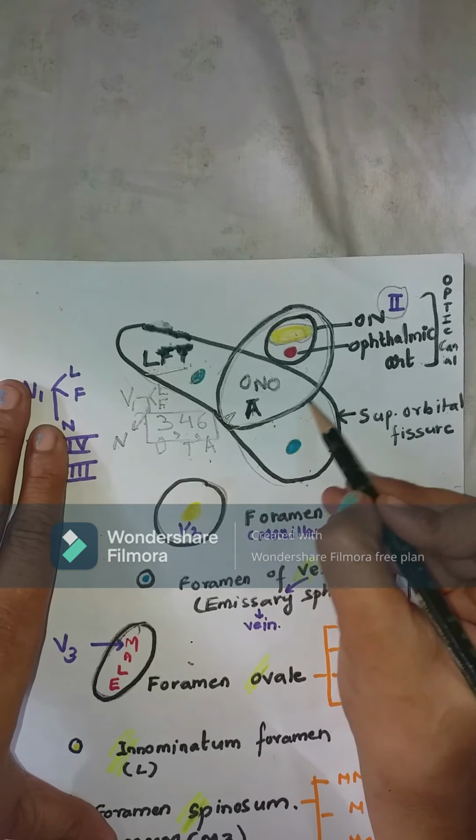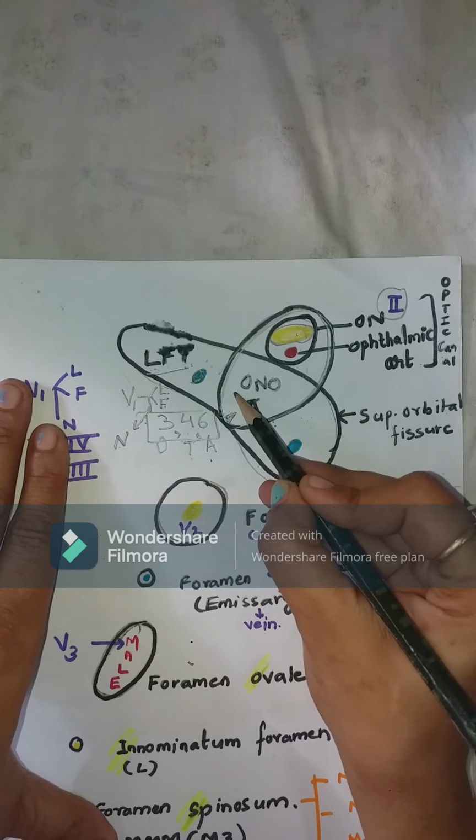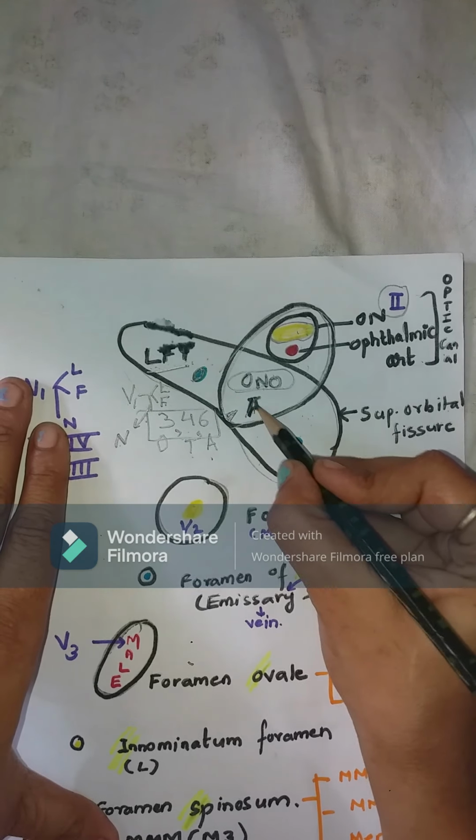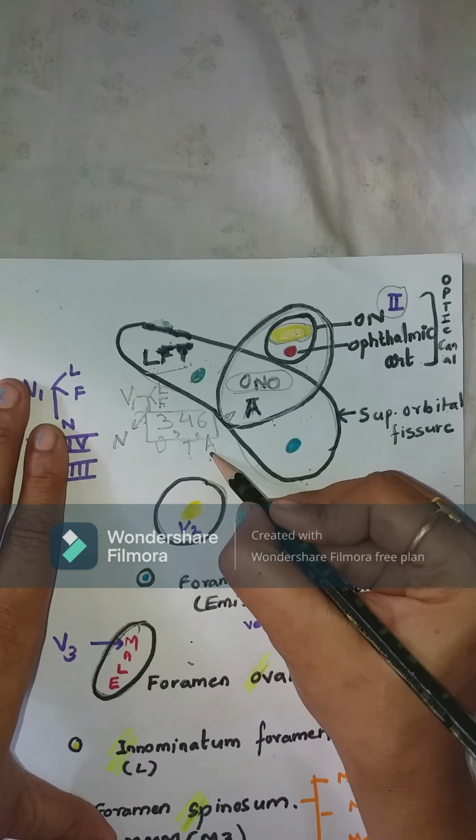Through the middle part there is a sandwich. Oh no, okay. A stands for abducens cranial nerve.